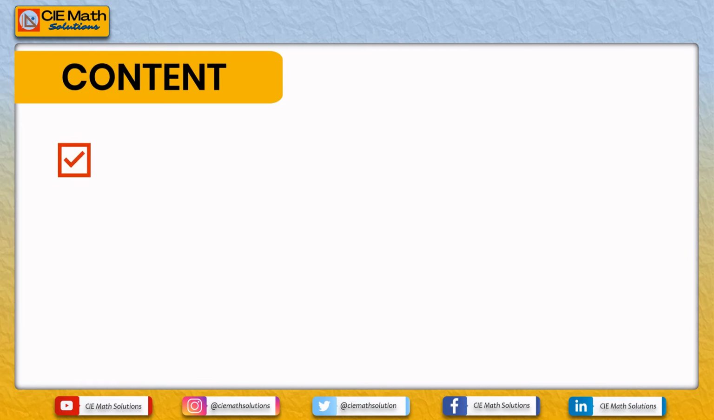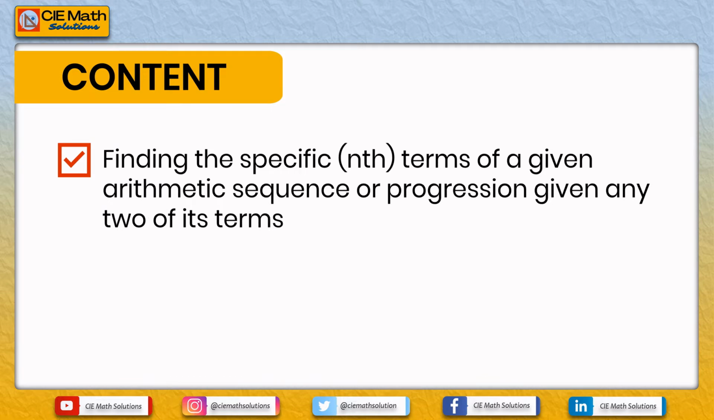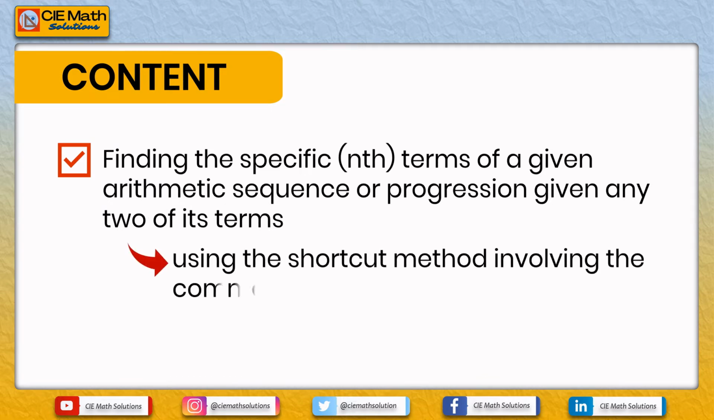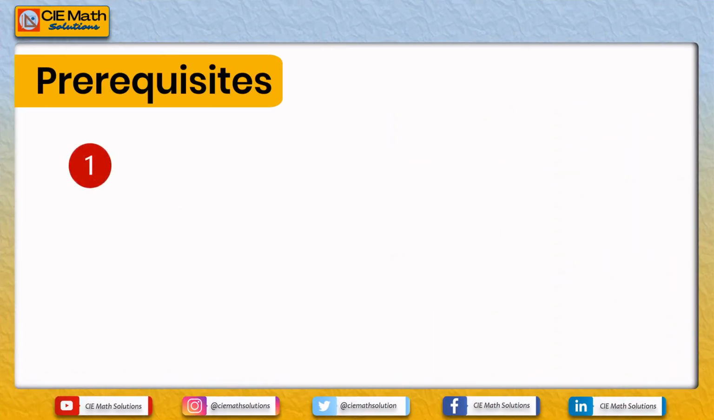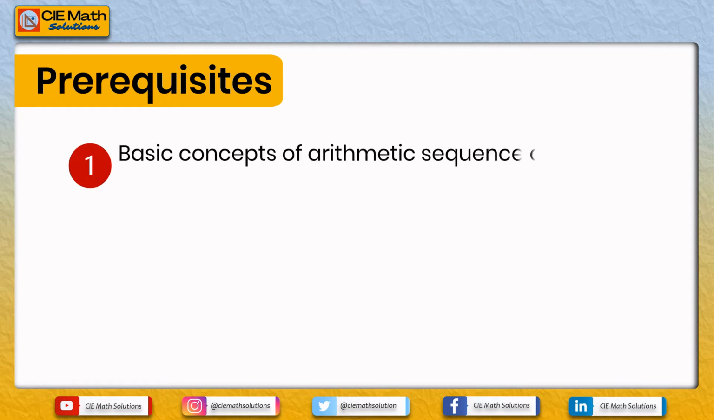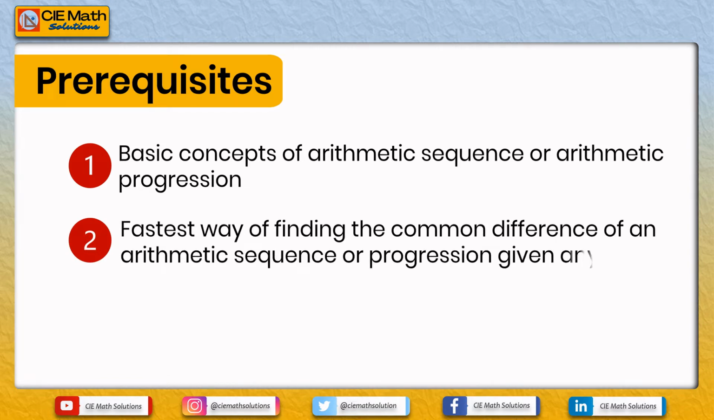In this video, we will focus on finding the specific terms of an arithmetic sequence or progression given any two of its terms using the shortcut method involving the common difference of the sequence. But before we proceed, let us have a quick recall of the prerequisite concepts needed. First, the basic concepts of arithmetic sequence or arithmetic progression. Second, the fastest way of finding the common difference of an arithmetic sequence or progression given any two of its terms.